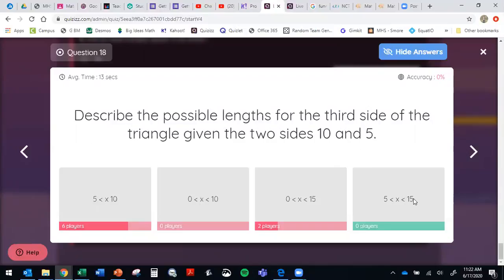If we look at these options here, it has to be bigger than 5, because in order to add the two sides together, it has to be bigger than 10. So this gets us the lower bound. And then on the upper end, if we add 10 and 5, that would be 15. Well, the other side would need to be less than that. So that's where we get our top bound.